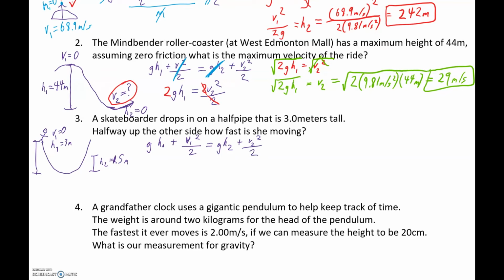Okay, so the only thing that's 0 is the original speed, so we can cancel that out right away. And now we can just rewrite it out. gh1 equals gh2 plus v2 squared divided by 2. We're going to move the gh2 over to the other side, so we're going to subtract by that on both sides. If you subtract and add by the same number, they're going to cancel. So now we're going to have gh1 minus gh2 equals v2 squared divided by 2.